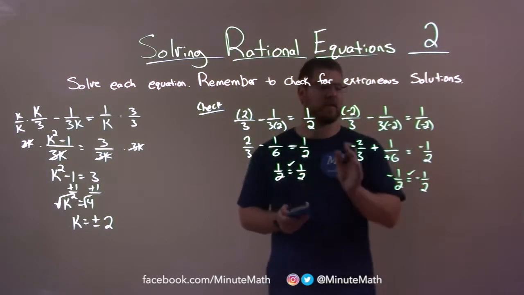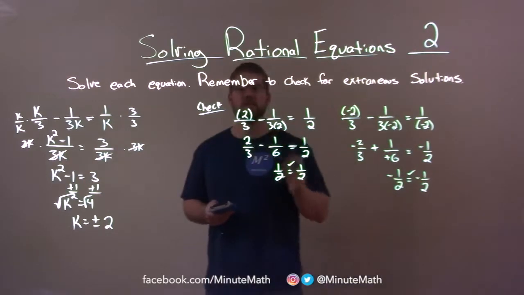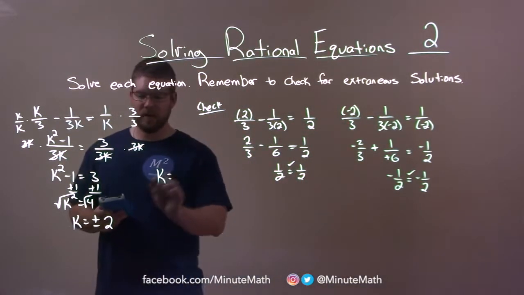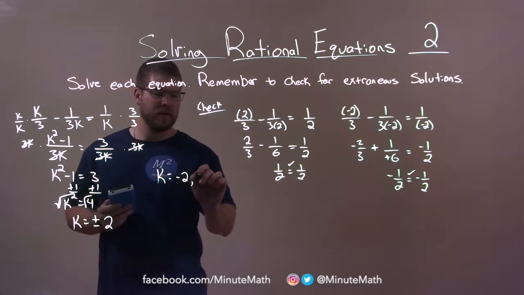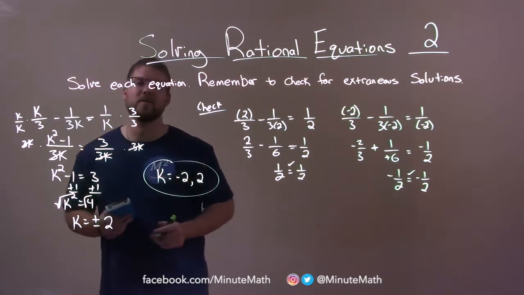So for both of these, the left and right hand side were equal when we plugged in 2 and negative 2 in. So our values for k, you can write like that, or as a negative 2 and a positive 2. And there is our final answer.